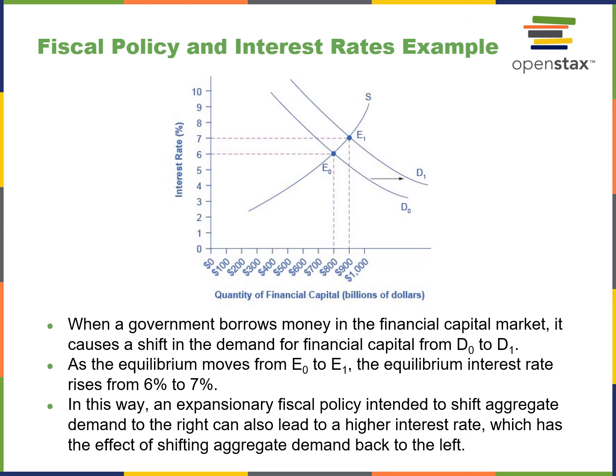When a government borrows money in the financial capital market, it causes a shift in demand from D0 to D1. In kind, the equilibrium that you had at 800 billion at a 6% interest rate moves to 900 billion, and the new equilibrium will be at a 7% interest rate. So that's basically a way of raising the rates to expand fiscal policy.